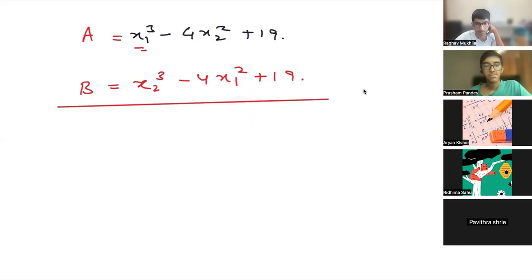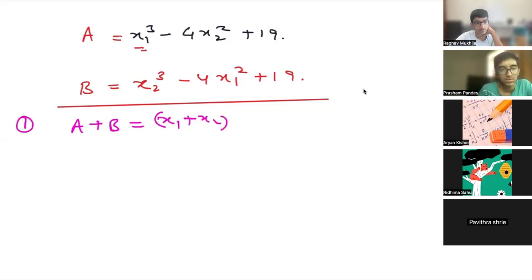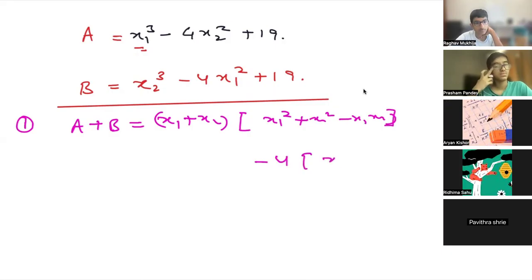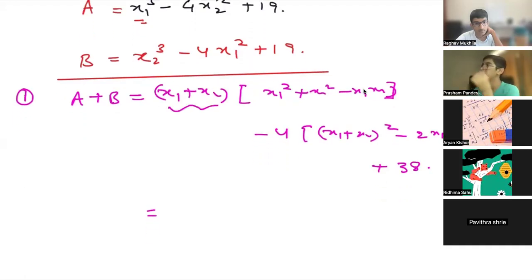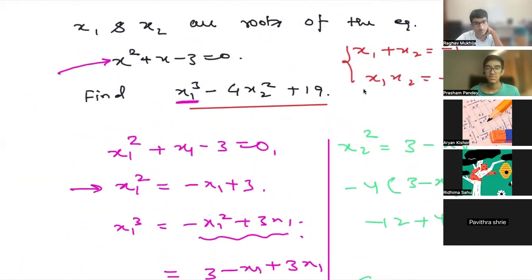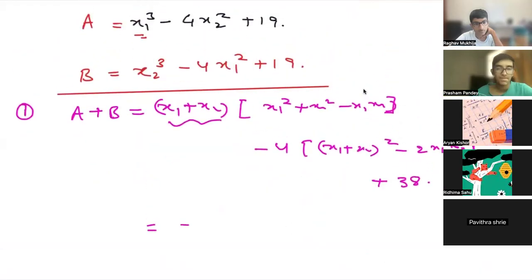Now, if I add both of these, what am I getting first? A plus B is equal to x1 plus x2 common out, and this is x1 square plus x2 square minus x1 x2, minus 4 times x1 plus x2, the whole square minus 2 x1 x2, plus 19 into 2, 30. And we know all the formulas for this. X1 plus x2 is already given as minus 1, so we can put minus 1.